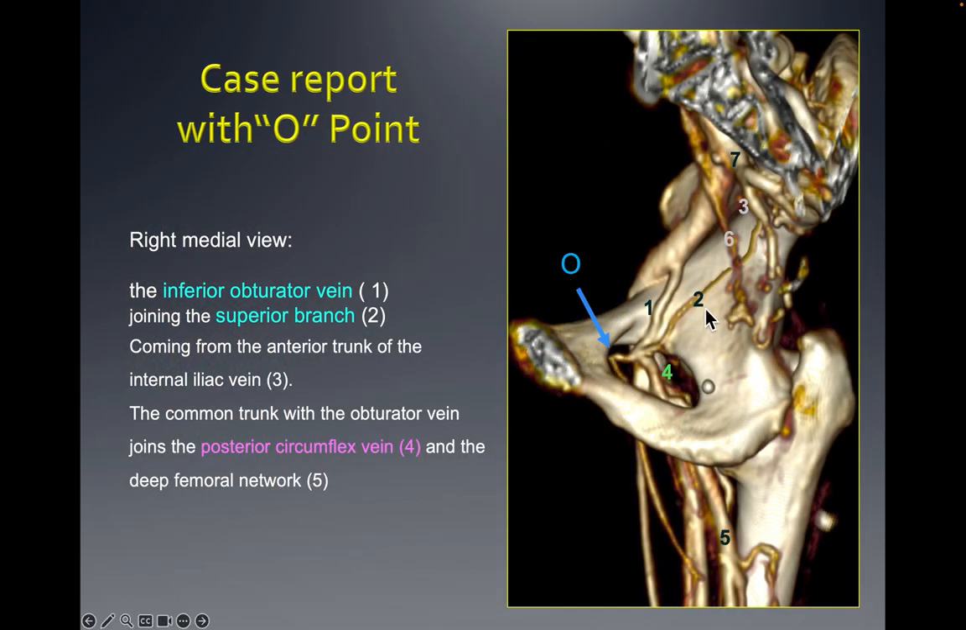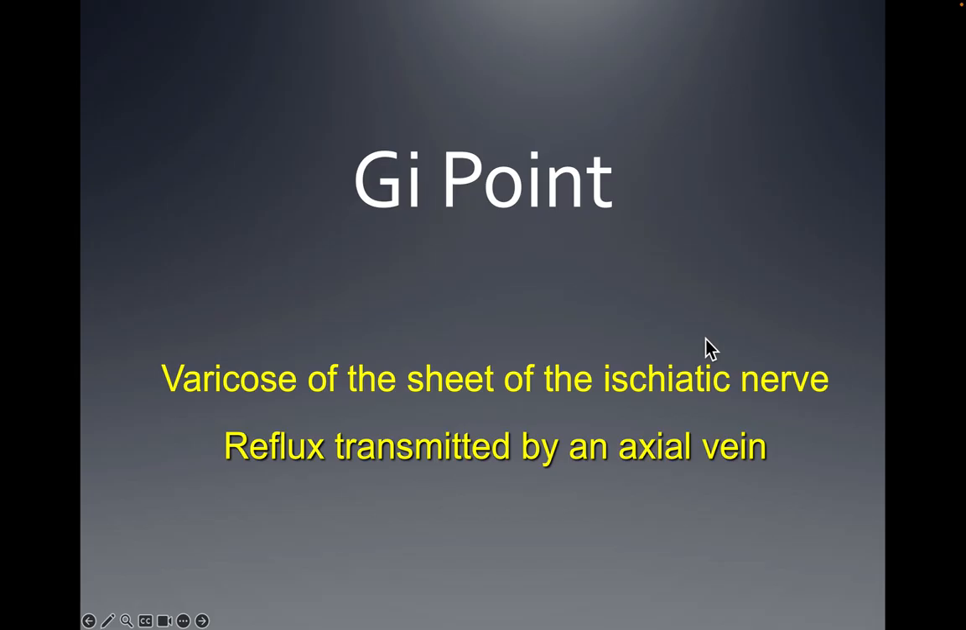Another example with 3D reconstruction is this case of the O point. You can see from the inside of the pelvic area the two branches feeding the obturator hole, and the O point is the superior one coming from the hypogastric vein here, mark 2, and the inferior one coming from the iliac vein, mark 1. They join in the obturator vein, crossing through the obturator hole.